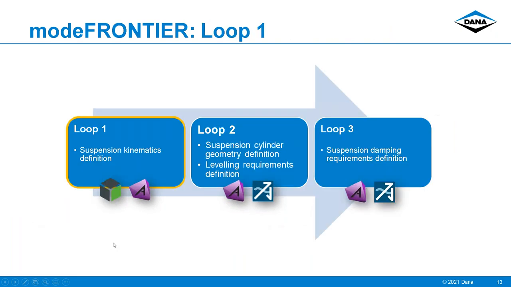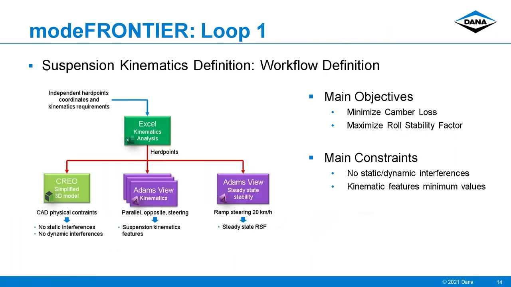Let's start from loop one. As mentioned, this loop concerns the definition of the suspension kinematics, so those that are the main hard points of the chosen architecture, which is a double wishbone one. The conceptual workflow of loop one is shown in the slide. It has as variable input some independent coordinates and some kinematic requirements. These enter into a spreadsheet to be organized and for the consequent evaluation of the remaining independent hardpoints.